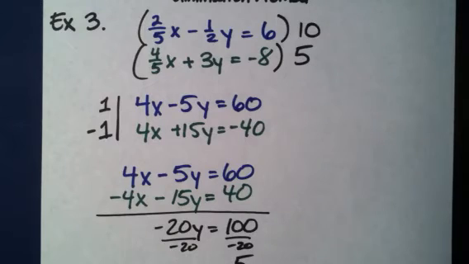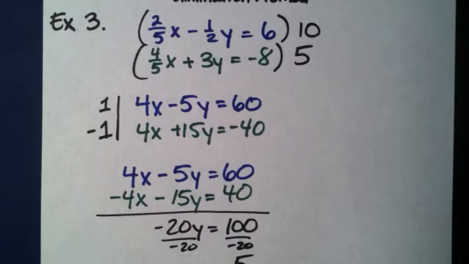I'm going to multiply the entire first equation by 10, because 10 is the lowest common denominator for 5 and 2. I'm going to multiply the entire second equation by 5, because the lowest common denominator is 5, since 5 is the only denominator in that equation. That now gives me a beautiful 4x minus 5y equaling 60, and 4x plus 15y equaling negative 40.